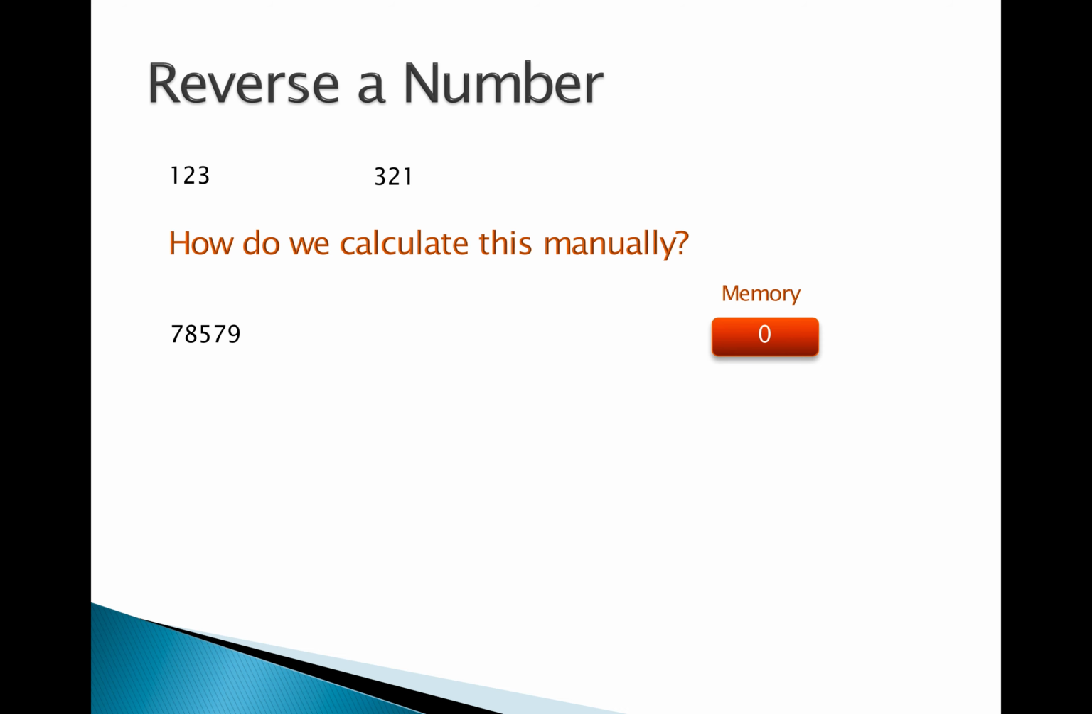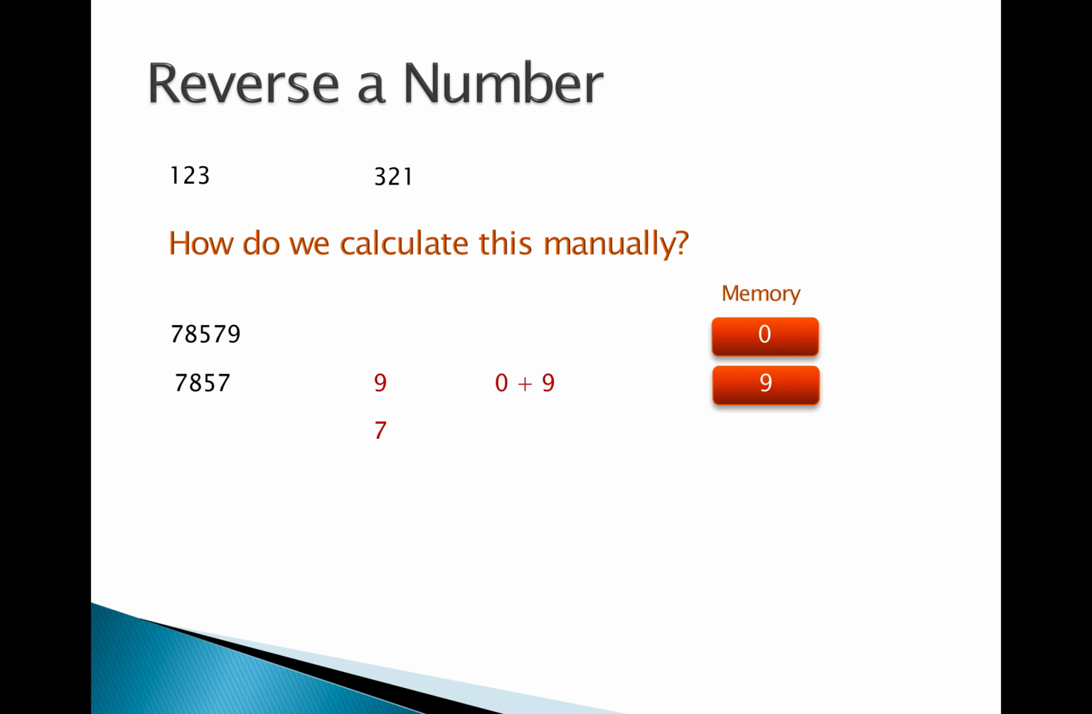So how do we do this? Basically, let's break it down. Let's take the 9, and my memory is having 0, and we are going to add 0 plus 9, which is going to make it 9 here, just like how we do it in the sum of digits program. Now the next step is going to be reducing the number, which is 7857.